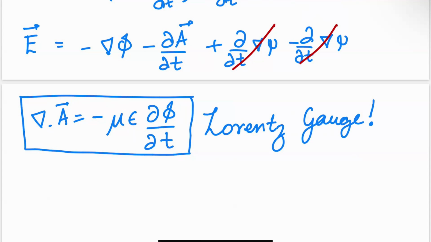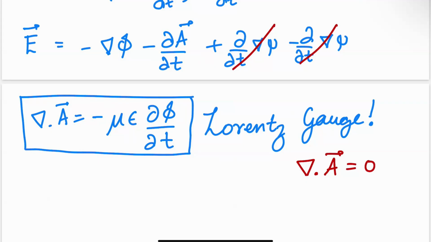You don't have to choose this to be the divergence of A. You can also choose the divergence of A to be 0. That's also fine, and that gives you a different set of equations for A and phi. But at the end, you still get the same fields. So depending on which gauge you pick, you get a different equation for A and phi. For example, in the Lorentz gauge, A and phi satisfy wave equations, whereas in the Coulomb gauge, A would satisfy a slightly more complicated equation and phi would satisfy a Poisson equation, which is a little bit simpler than the wave equation.